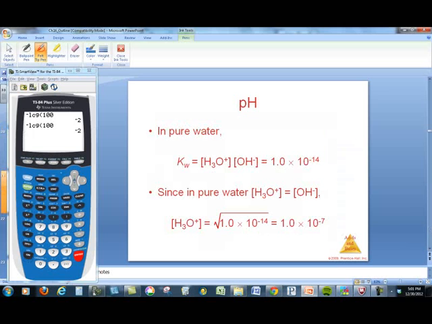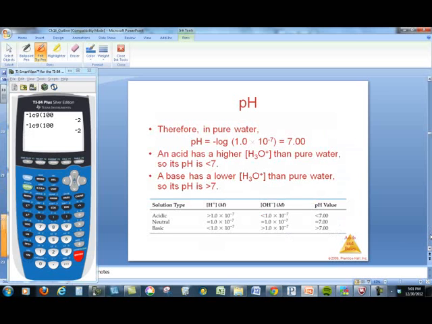Okay. So we know this already. We know that in pure water, Kw, the equilibrium constant for water, is the acid times the hydroxide concentration, and that is 1 times 10 to the minus 14th. And we know in pure water, both the hydronium ion and the hydroxide ion concentration are 1 times 10 to the minus 7th. So the pH in pure water is going to be the negative of the log of 1 times 10 to the minus 7th, or 7.00.